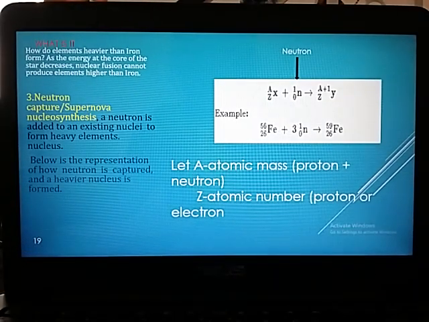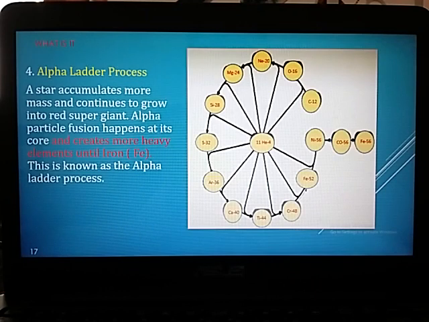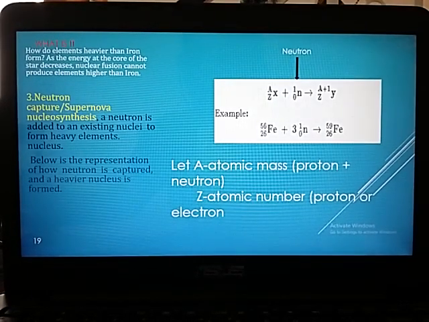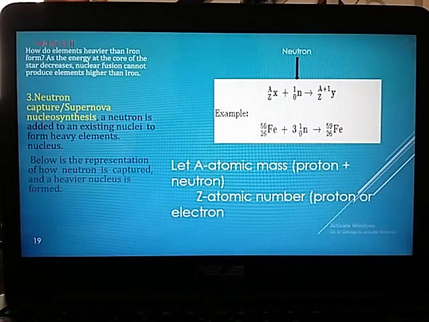So, ang tanong, kung makikita niyo kanina, ang nabubuo lang is up to Fe or iron. Question, there are 118 elements in the periodic table. Paano nabuo pa yung iba na heavier than Fe?